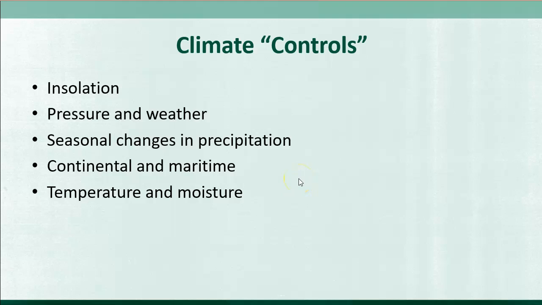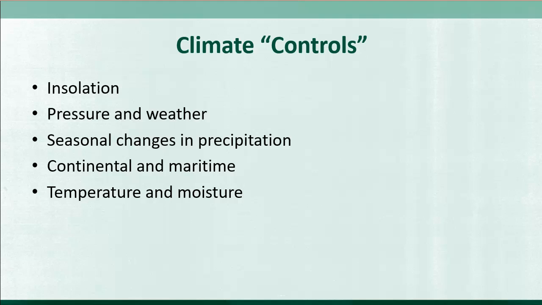There are a number of key things that are climate controls. They're all things that we've talked about in this course already, so they should be very familiar to you. The first of them is simply insolation. How much sunlight strikes an area at a particular time of year, whether or not that insolation is high quality or low quality, and its length all impact how warm or cool an area is.